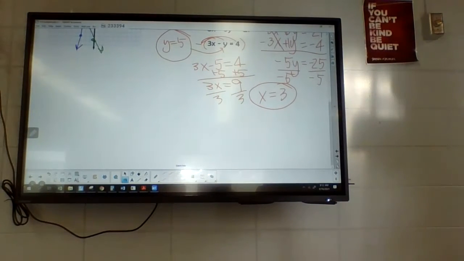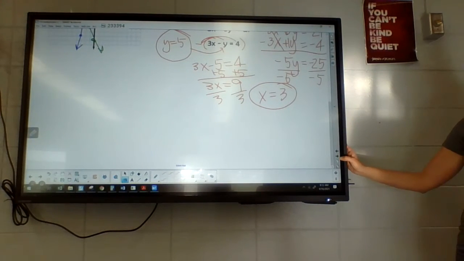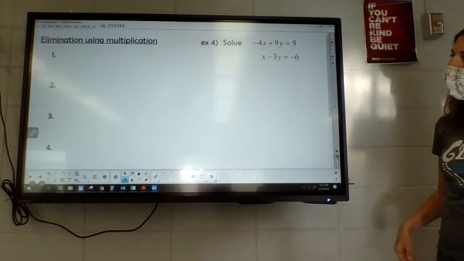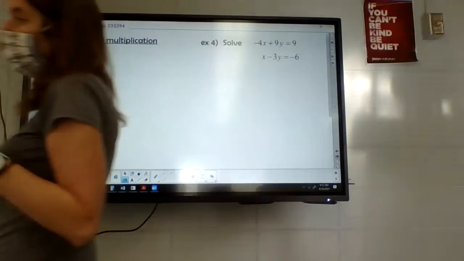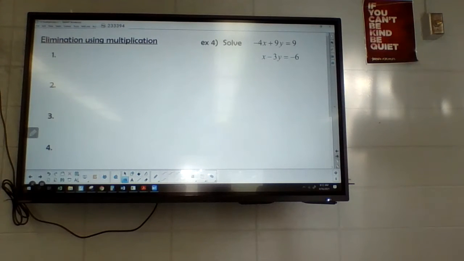So flip the page over when you're ready. What's new about this is really not a whole lot. Step 2 is the only thing that's going to be a little bit different, so I'm going to be more detailed with my directions there.